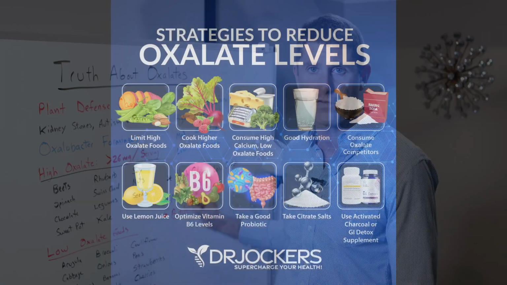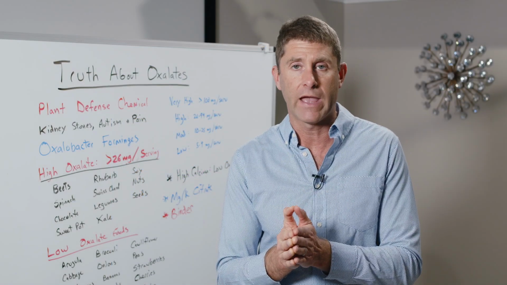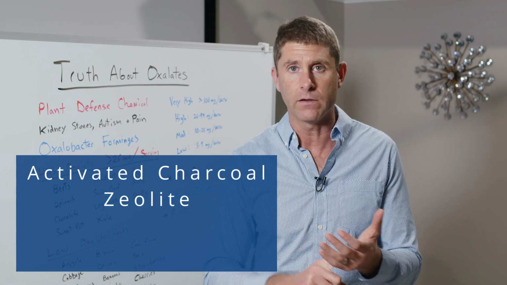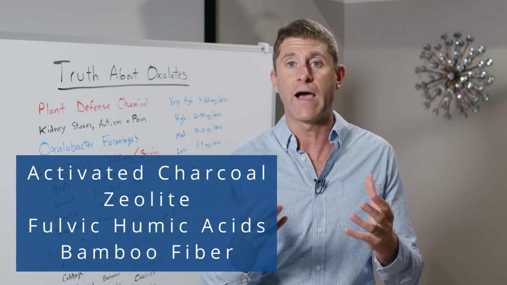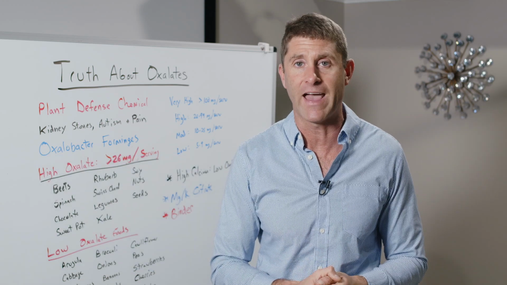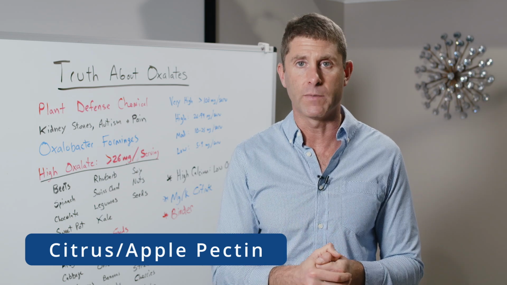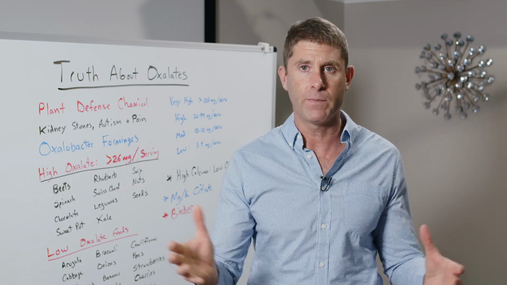And then we'll add in the magnesium potassium citrate, which acts as almost like a binder for oxalates. It will help pull oxalates. And then also I like to add in some sort of a GI binder, okay? We have a product called GI Detox, which works good, but it could be activated charcoal, zeolite, fulvic humic acids, bamboo fiber. There's all these different types of things. Fiber in general will help to kind of pull some of the oxalates out of the system. And citrus pectin, for example, apple pectin, all can be really helpful for pulling oxalates out of the system. So that's typically our approach.